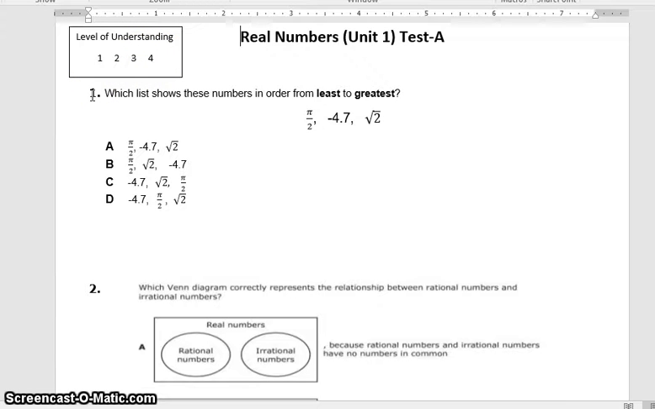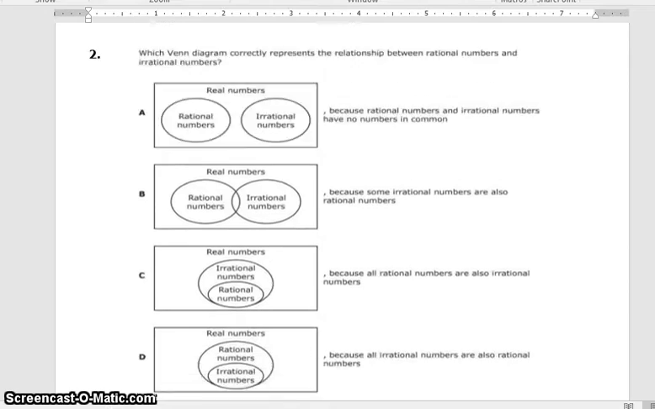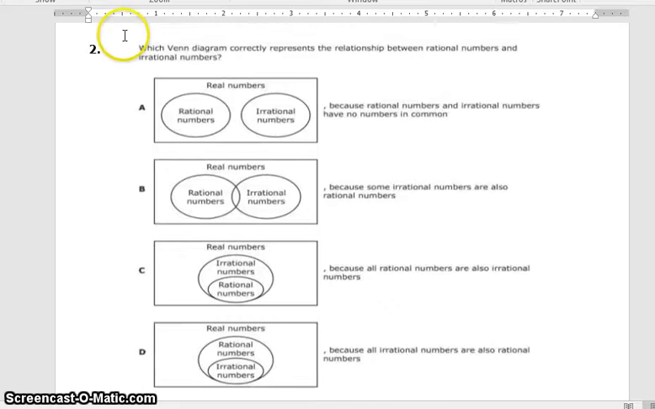Number 1. Which list shows the numbers in order from least to greatest? Least to greatest.